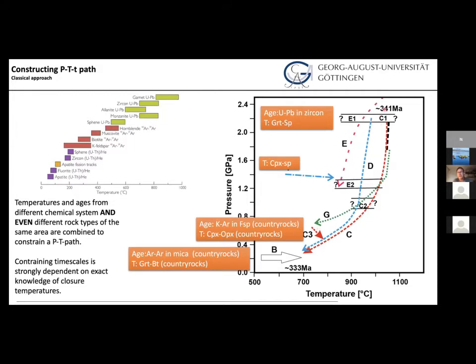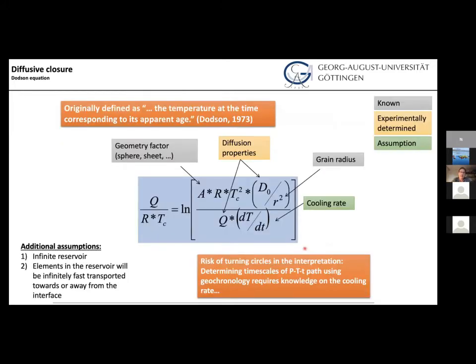So for example, in that case, we would determine the formation using uranium-lead in zircon. We would get an age of 341 million years, and a cooling age for the argon in mica of 333 million years. So the entire PT loop would take us roughly 8 million years. Done and dusted. But the important point here is, in order to do so, you really need to be aware of your closure temperature.